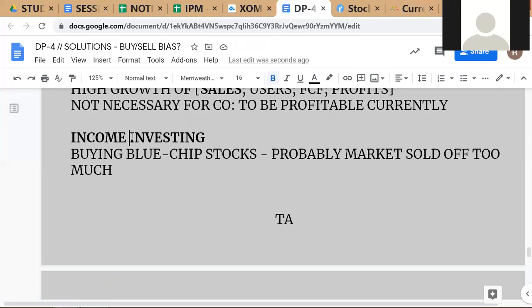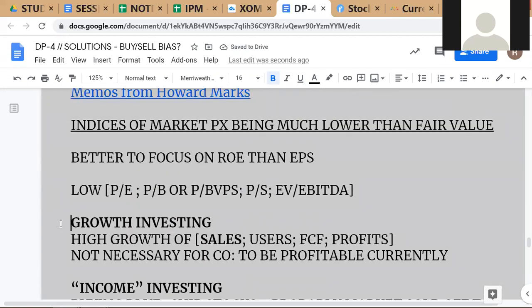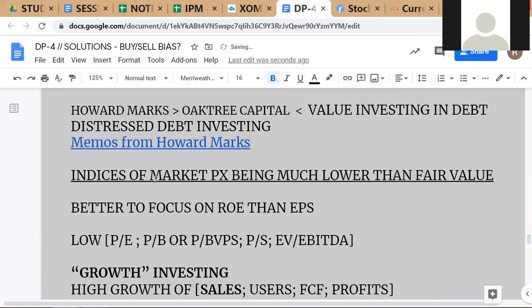So income investing, this is the term that we're using, essentially buying blue chip stocks. And the main thing here is the high dividend. This is the main feature of income investing, because it is income. Just like here we are talking about growth. So I'm just giving you a rundown on three major equity investing styles.